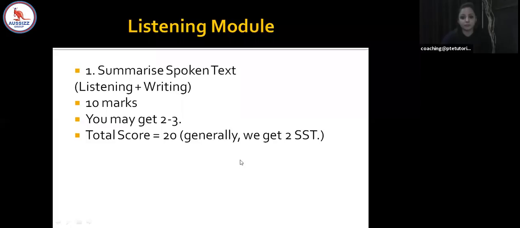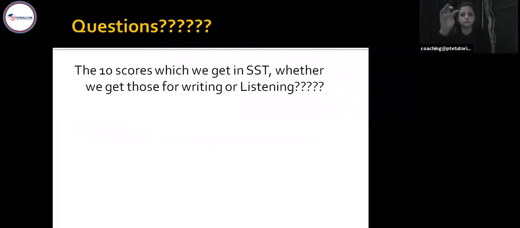Another important thing that I'm going to discuss here. We all are aware of the 10 score we get from summarized spoken text, and it is also mentioned in your PTE score guide that you can download from Google. Now, just one question. Those 10 score that you will be getting from your written lines, which have a word count of 50 to 70, where will that score go? Just writing or listening?